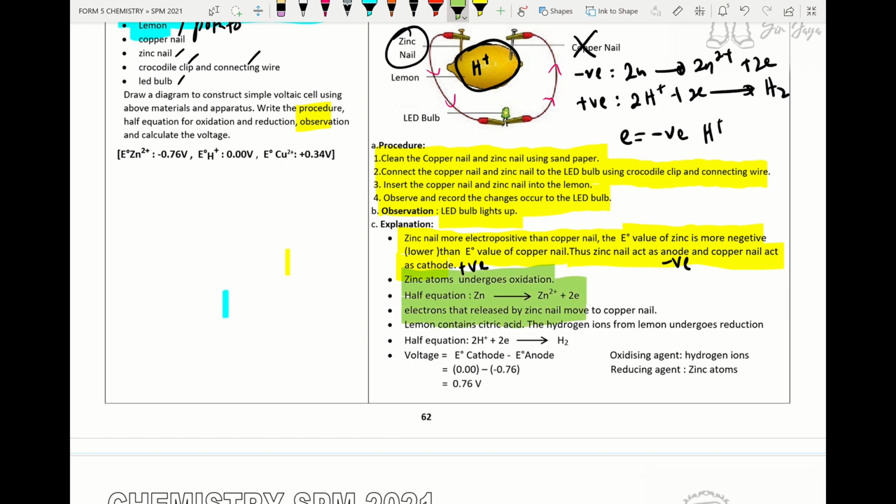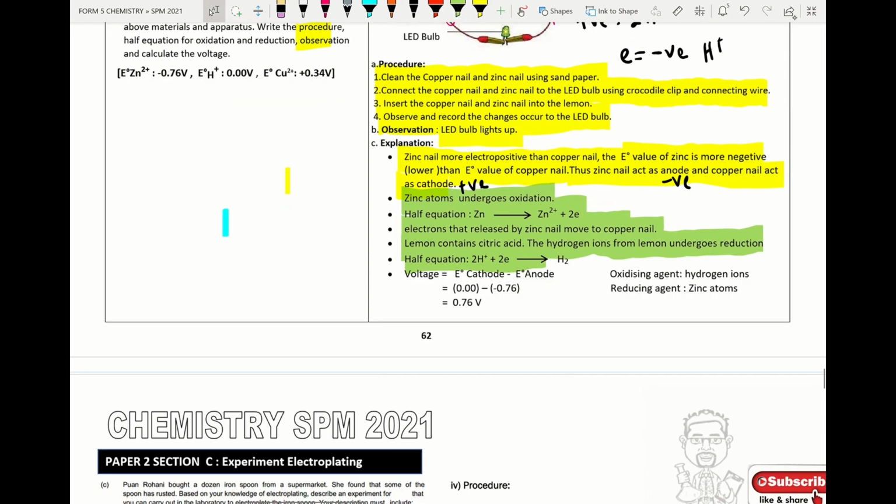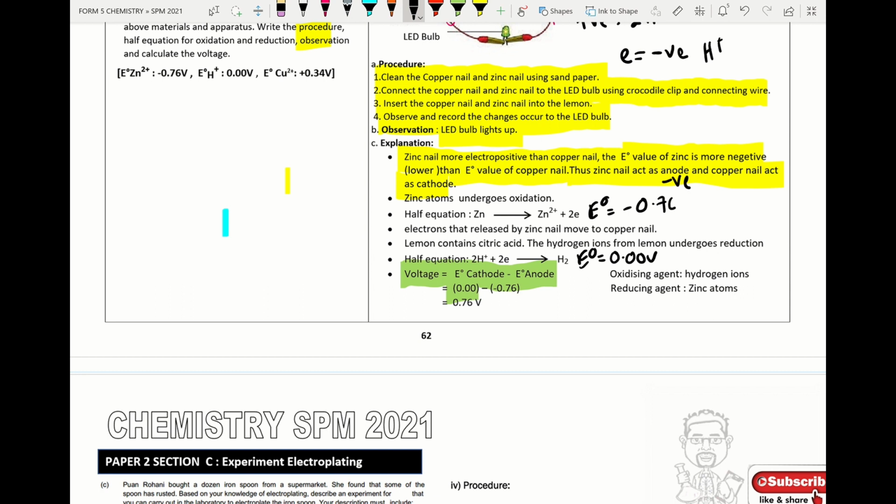The electron released by the zinc nail will move to the copper nail, and the lemon contains citric acid, and the hydrogen ion from the lemon will undergo reduction. So the half equation is written here. How to calculate the voltage? Please remember the formula: E naught value of cathode minus E naught value of anode. Please put your cathode. The E naught value that we will get is 0.00 volt. The E naught value here will be negative 0.76. Applying the formula, we will get 0.76.